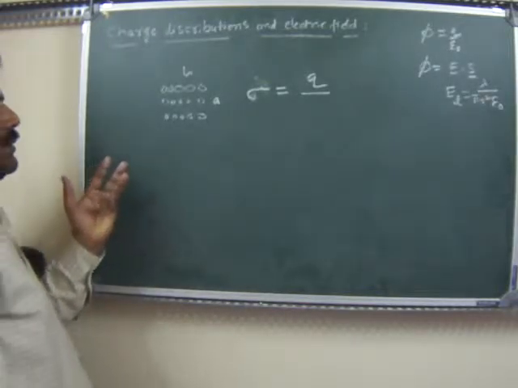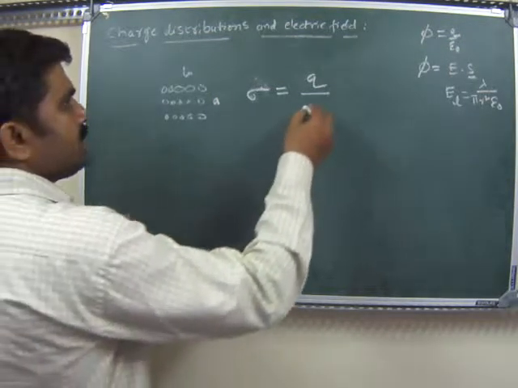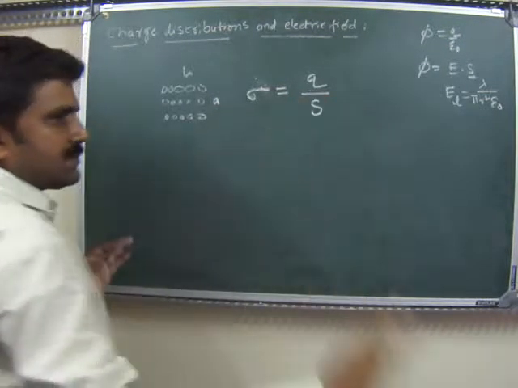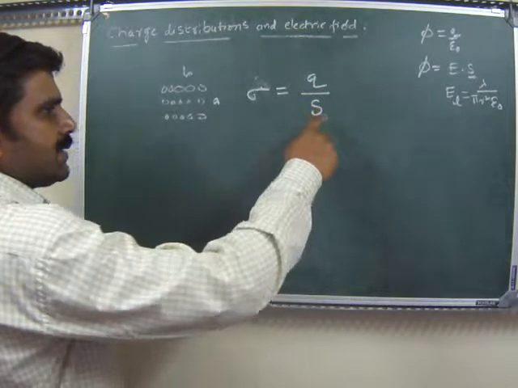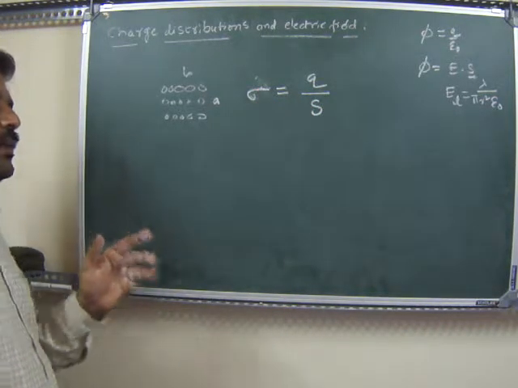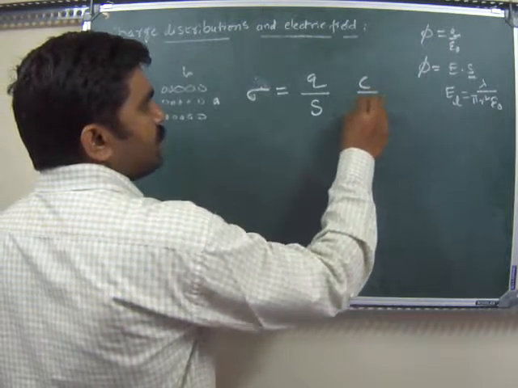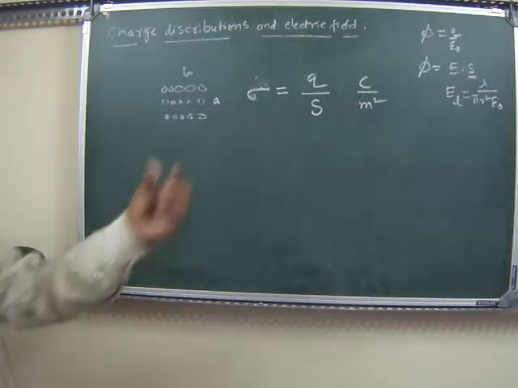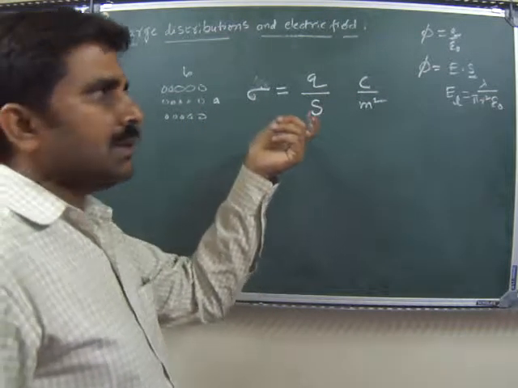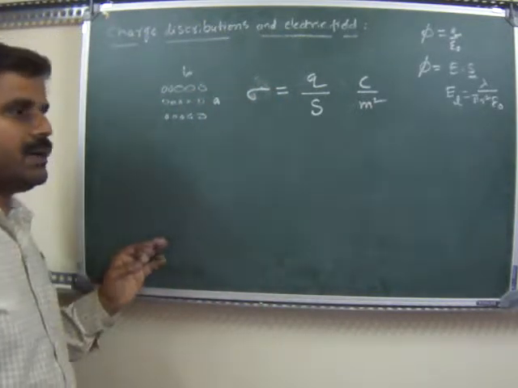If you take it as a circle, it is pi r square. Okay, so I am writing S for the surface area, and Q by S is the charge per surface area, whose unit is coulomb per meter square. So this is called charge density, surface charge density. Sigma is equal to Q by S.